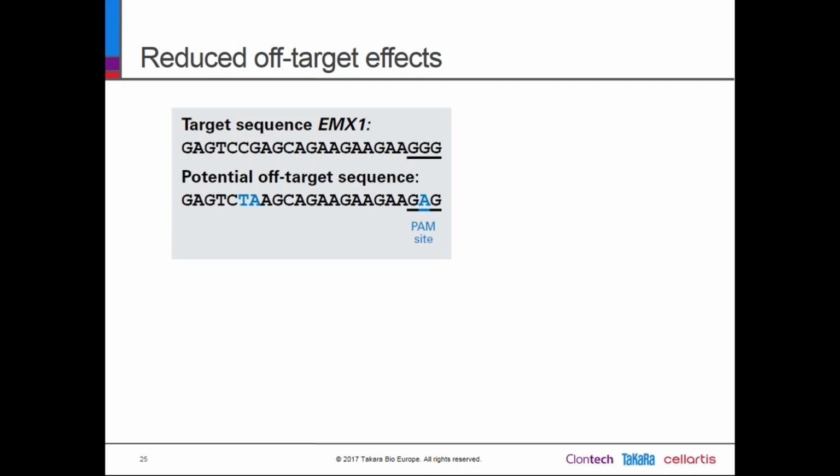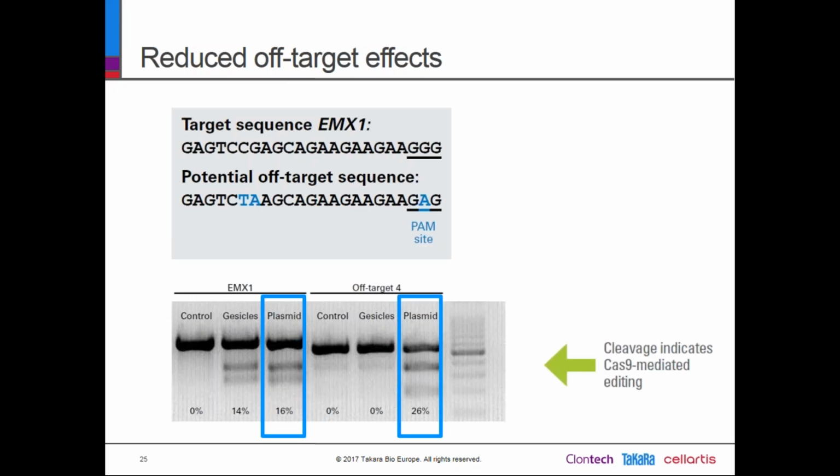Now the last point I would like to mention with regards to vesicles is that we also did some experiments with regards to off-target effects. We compared plasmid delivery to vesicle delivery side by side for the knockout of the EMX1 gene. You can see here the potential off-target site that has 3 bases difference to the on-target site. When using plasmid delivery, the cleavage indicates genome editing. You can see here genome editing events at the EMX1 site, but also cleavage bands at the off-target sites.